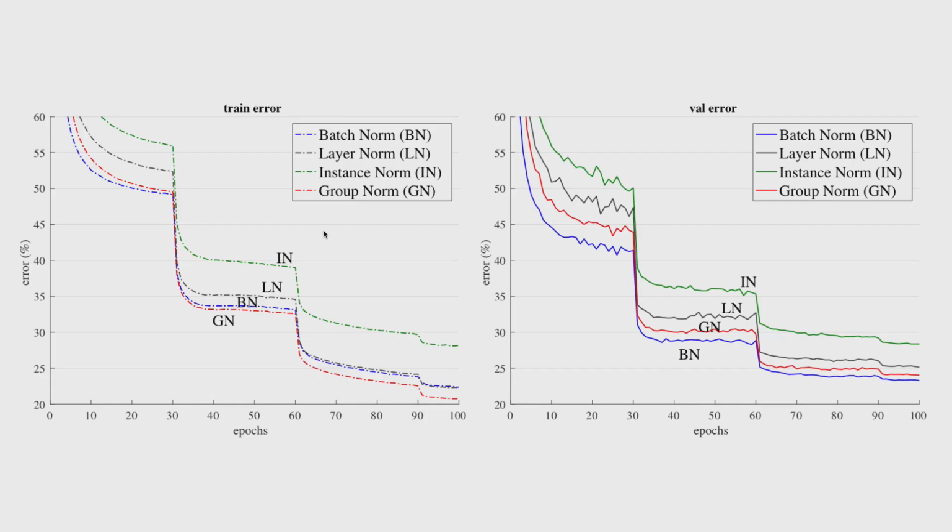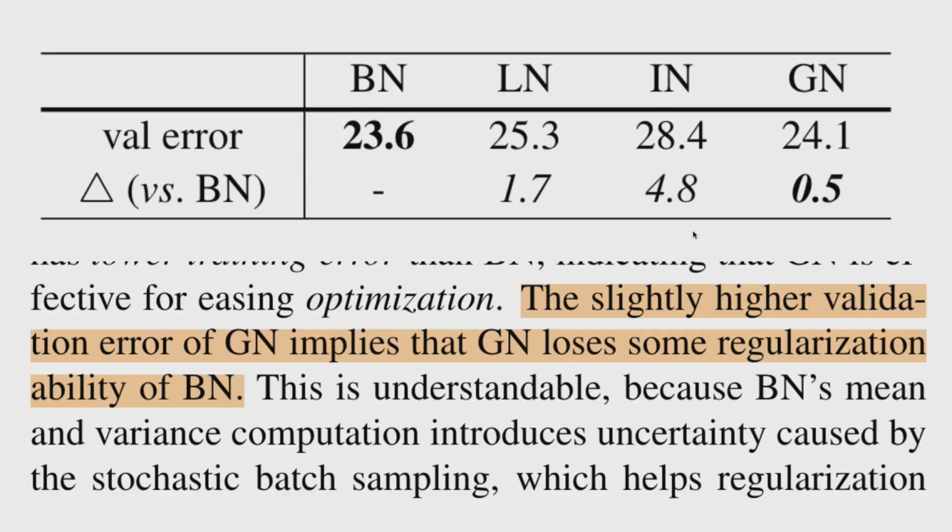In the validation case, instance norm is the worst, then layer norm is better, group norm is better, and finally batch norm is best. In the training case, instance norm is also the worst, layer norm is second worst, batch norm here is third worst, and the best case is group norm. So group norm actually has a better training error, but batch norm has a better validation error, which is what we're more interested in. This is just capturing those values in table form.